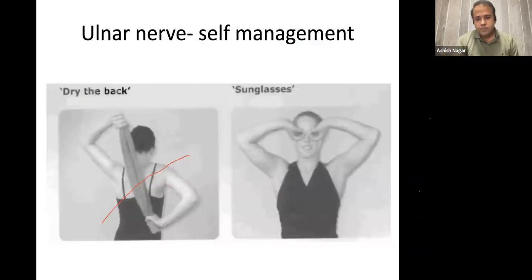Now, these are two self-management techniques that you might even want to try by yourself. I'm sure for those of you who are actively seeing patients, sometimes to improve the shoulder medial rotation, you tell them this exercise when you try to take a towel and then dry the back. Yes, it helps the shoulder too, but it's not just the shoulder. You're also mobilizing the ulnar nerve by doing that.